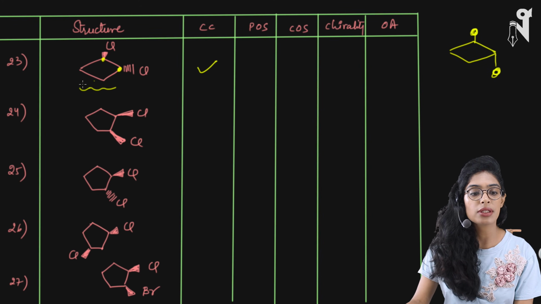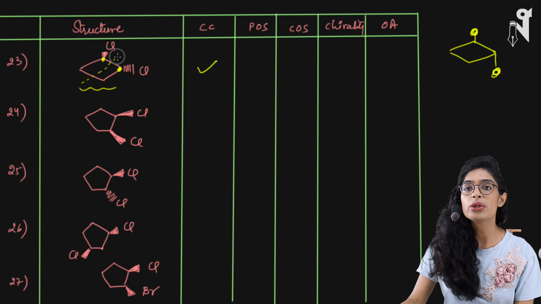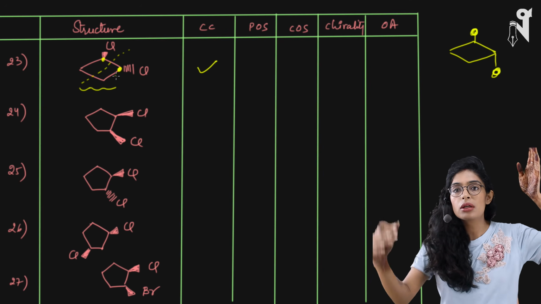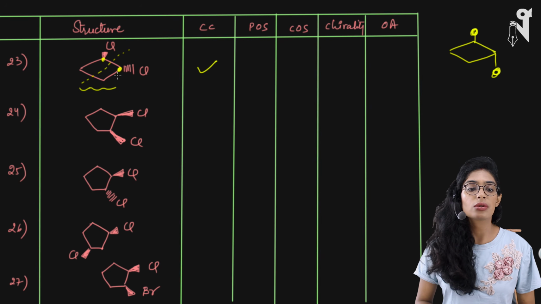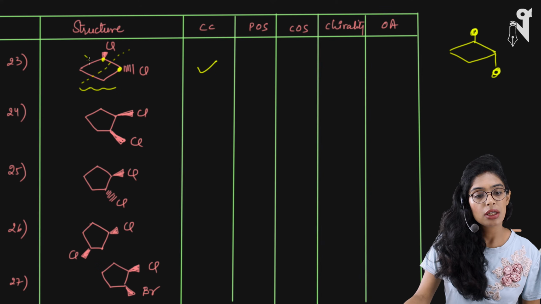So let's see whether POS is there or not. If I cut it through this plane, will it give me two equal halves? No, it will not give me two equal halves because one chlorine is up and another chlorine is down. Okay, and if I cut it through this plane, is it going to give me anything better?